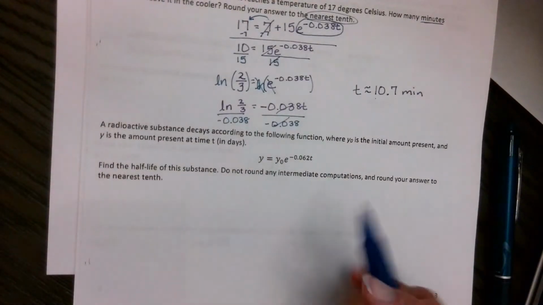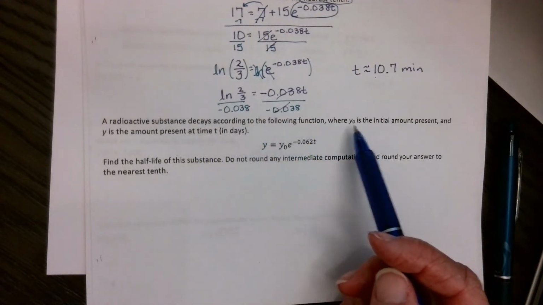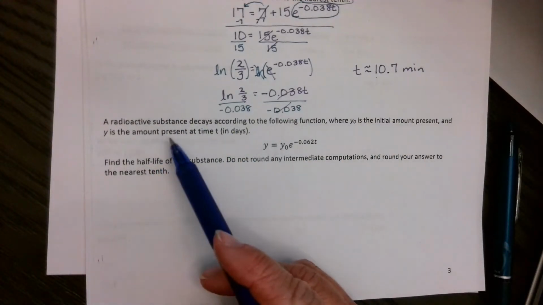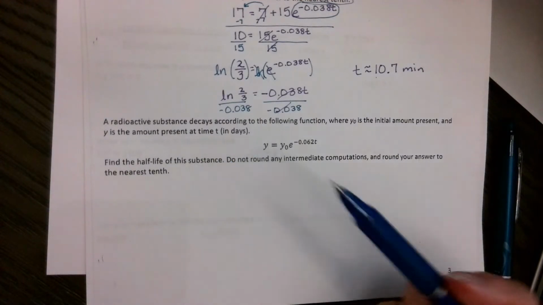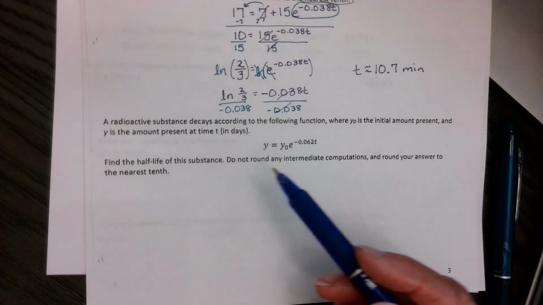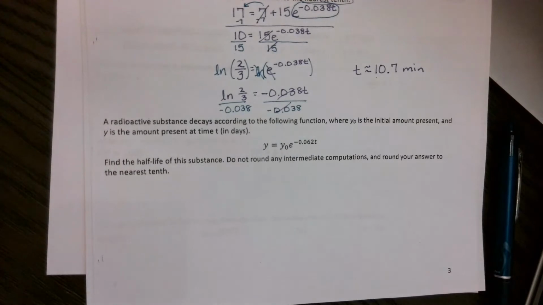All right, new formula. A radioactive substance decays according to the following function, where y sub 0 is the initial amount present and y is the amount present at the time t days. In this case, it was days. Find the half-life of this substance. Do not round any intermediate computations, round your answer to the nearest tenth. So find the half-life of this substance. What we're trying to do is find the time.